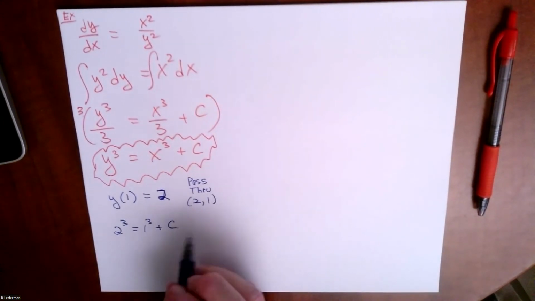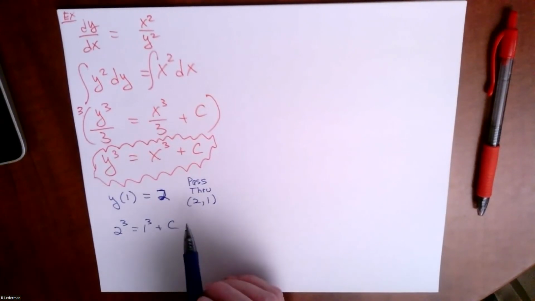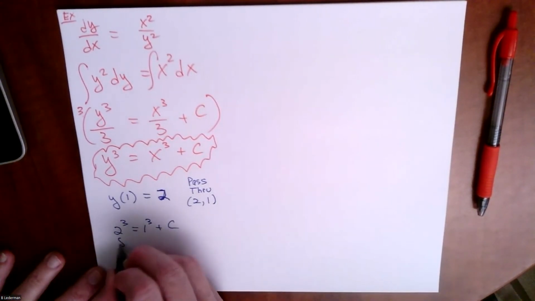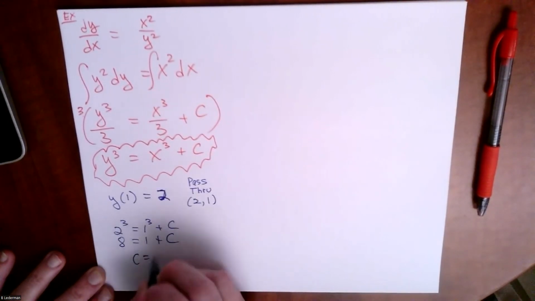So I want this specific particular function that passes through this point, because as we saw, there are a lot of functions as c roams around. I want to find which c value is going to make this happen. Well, that's 8 equals 1 plus c, and then, of course, that gives us c equals 7.